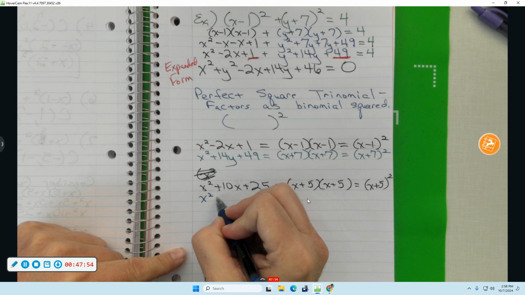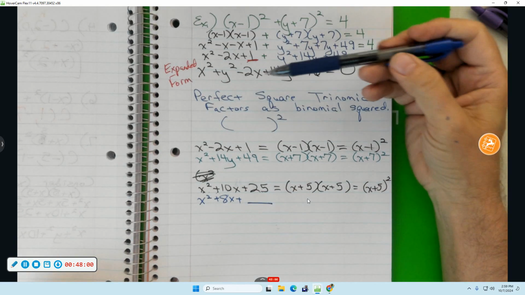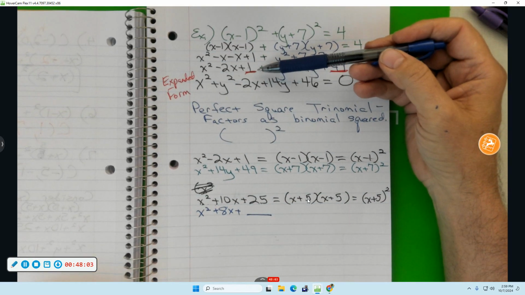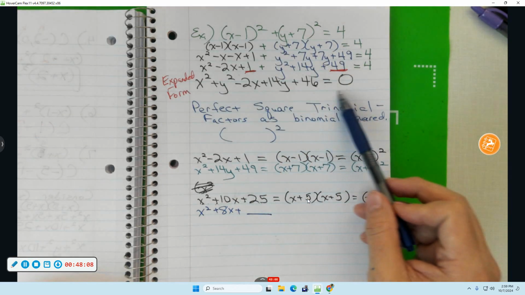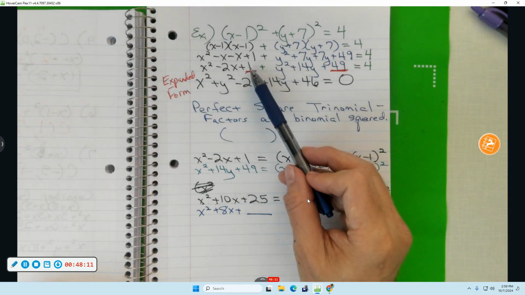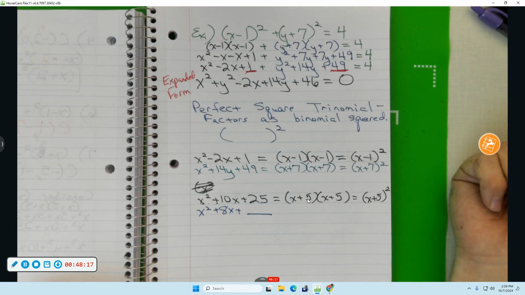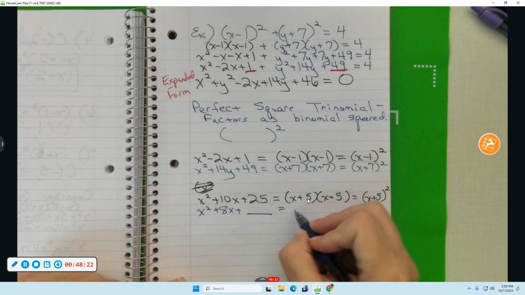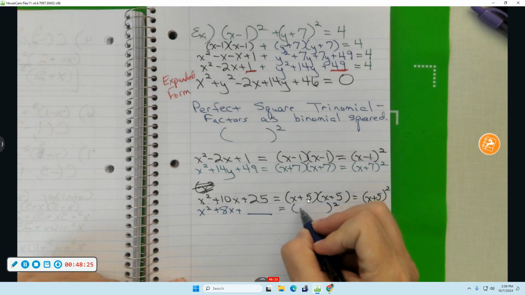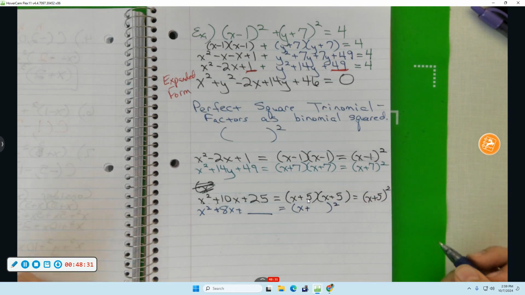X squared plus 8x plus what? When we're going backwards, remember I said like that 1 and that 49, it doesn't appear in the original problem. You're going to have to find the perfect square to put there so that you can factor the trinomials as perfect squares. So I want to factor this as a quantity squared. Well, with that plus and that plus there, I think we can safely assume that's going to be a plus inside the parentheses.